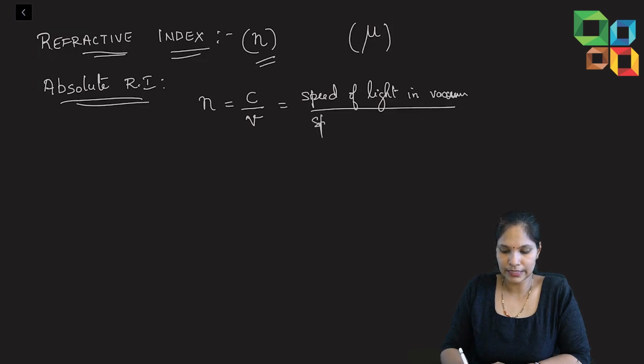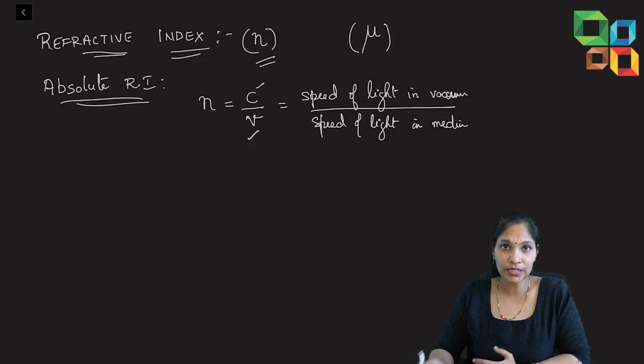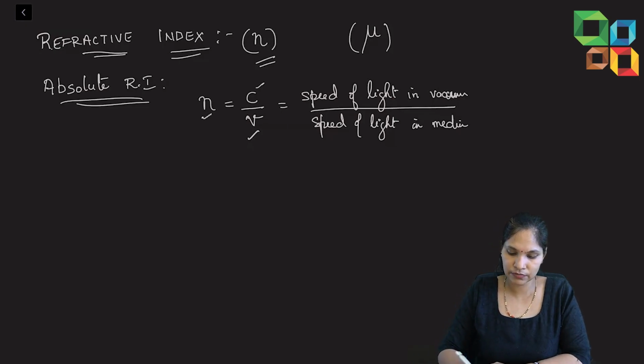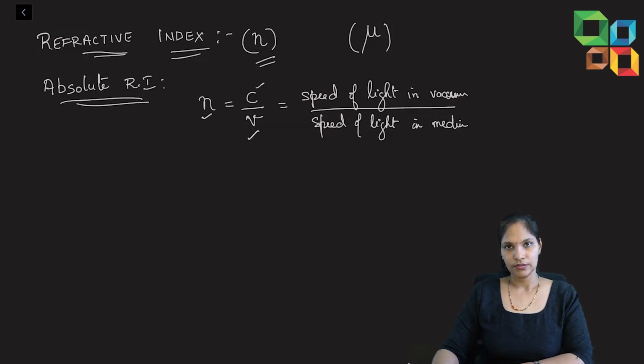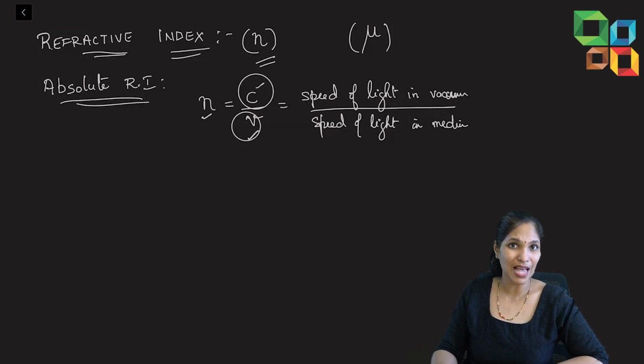to the speed of light in the medium. So c stands for speed of light in vacuum, which all of us know the value. v stands for speed of light in that particular medium, whose refractive index we have called n, absolute refractive index. Okay, so we are comparing the speed of light in the medium with that in vacuum. So that becomes absolute refractive index.